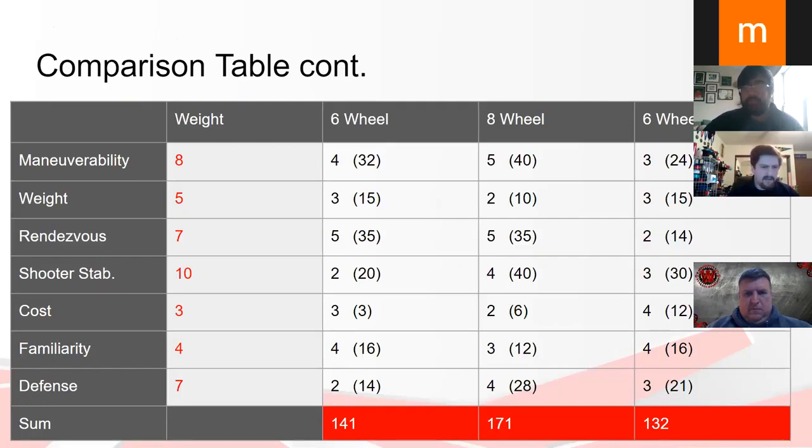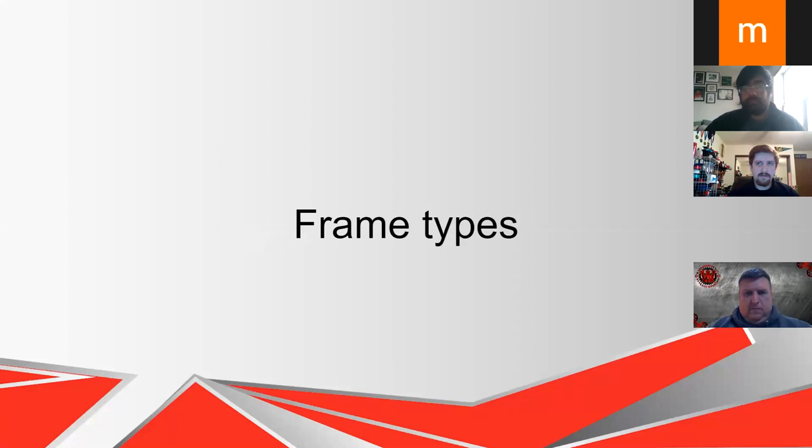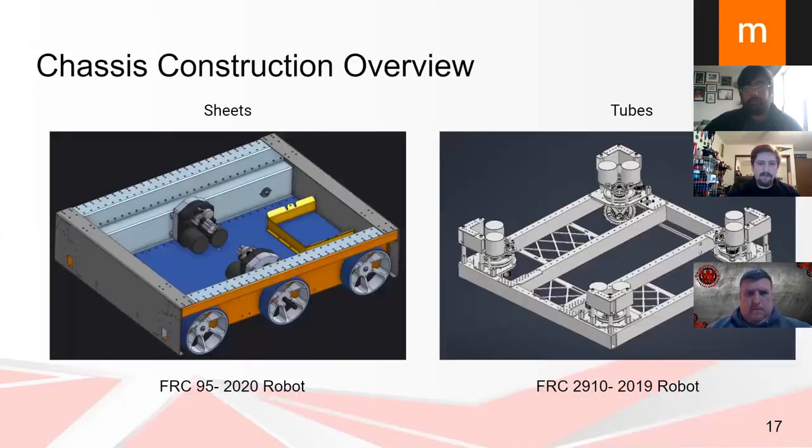Yeah, and in a second here, I'll be talking about some of the things you can do with a kit of parts drivetrain to make it better. But okay, so frame types. How do I make my drivetrain? What do I use to do that? The main two that I've seen teams doing are either a bent sheet metal fabrication or using some form of square or rectangular tube as the basis of your frame. Either way, how you decide is entirely based on what resources your team has.